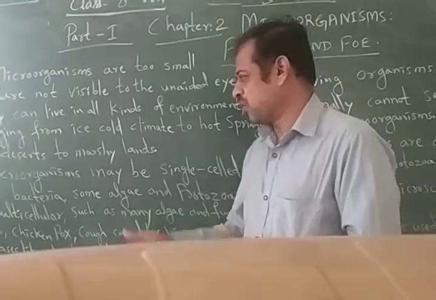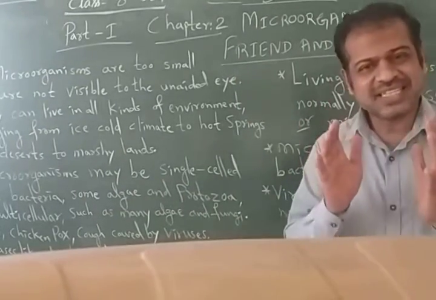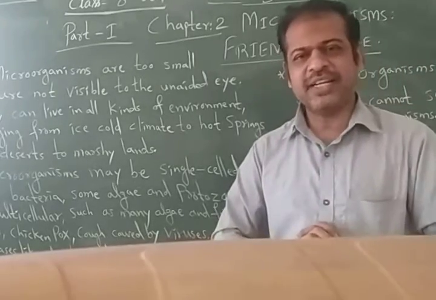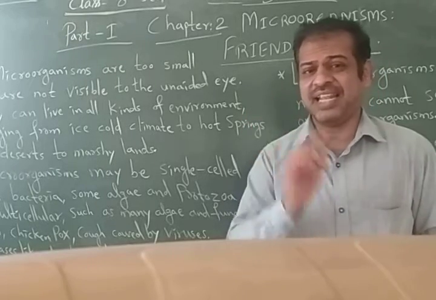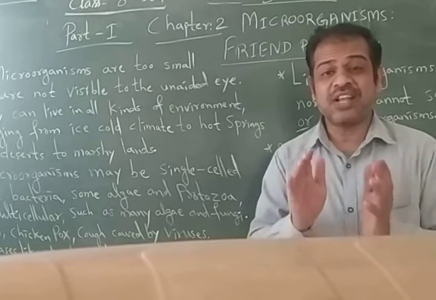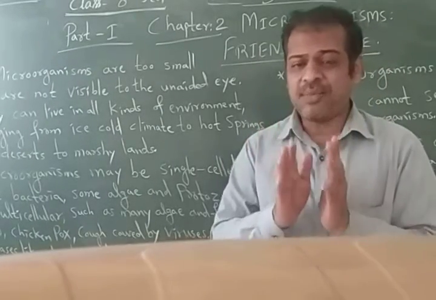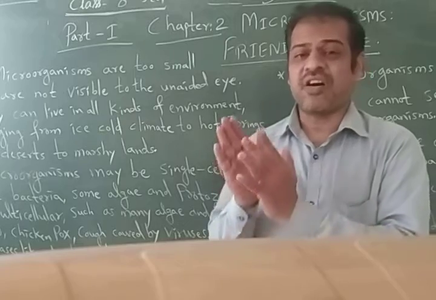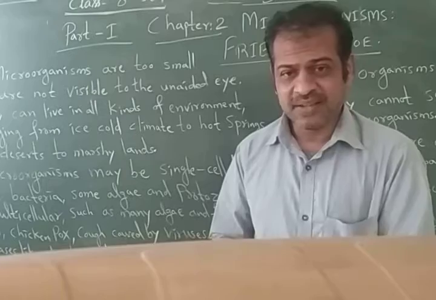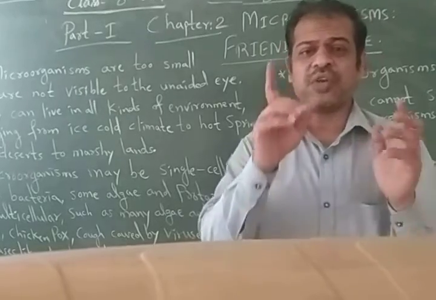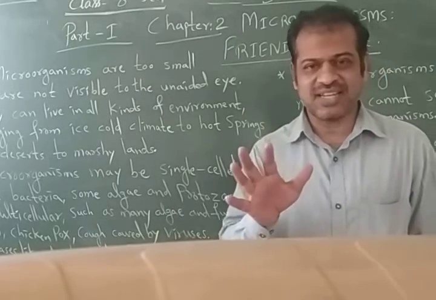Next point, we go to the next point. Microorganisms may be single cell. Single cell means what, students? Organisms which are made up of only one cell are known as unicellular organisms. Among microorganisms, some are unicellular organisms. Unicellular organisms means organisms made up of only one cell.